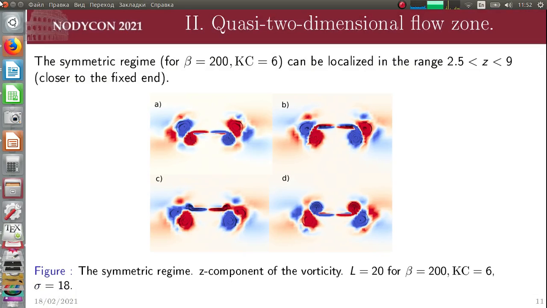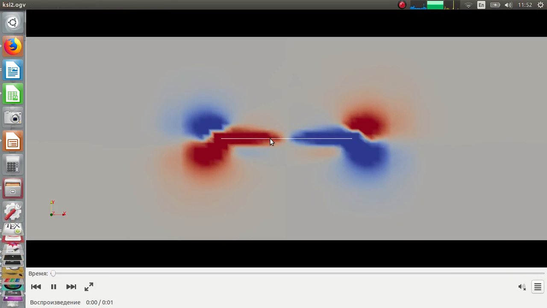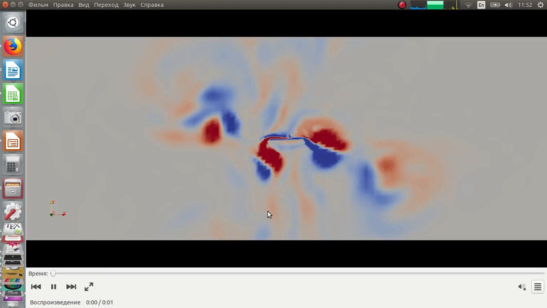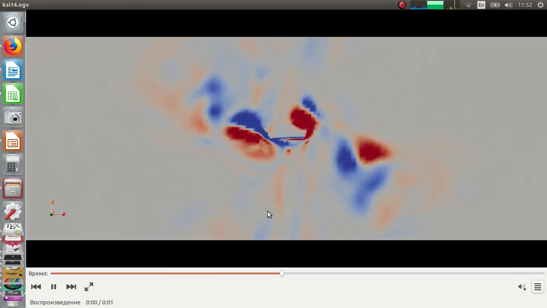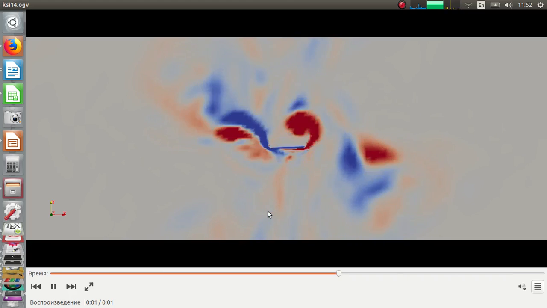The first of them is the symmetric regime that can be localized in the zone of small local amplitudes of oscillations closer to their fixed end. The second is the so-called cyclic diagonal flow regime that can be localized in the zone of large local amplitudes of oscillation closer to the free end of the beam.